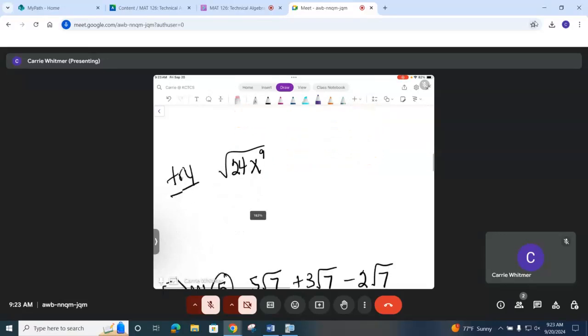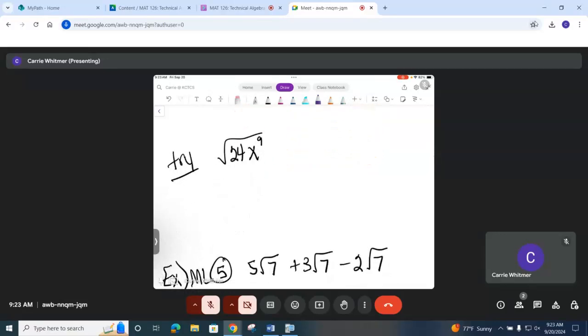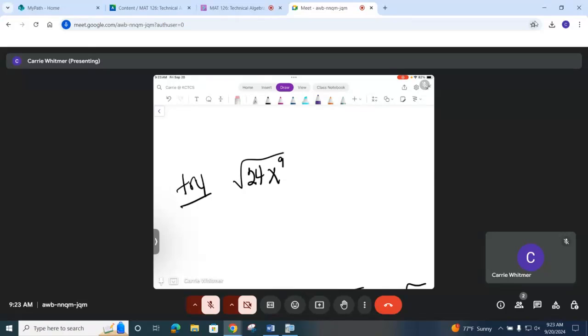Okay, here's one for you to try. The square root of 24 x to the 9th. So pause the video, you try that one, and then come back with me whenever you think you have it.